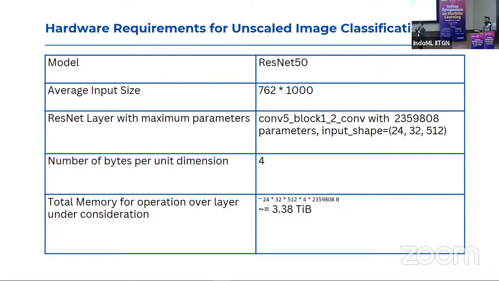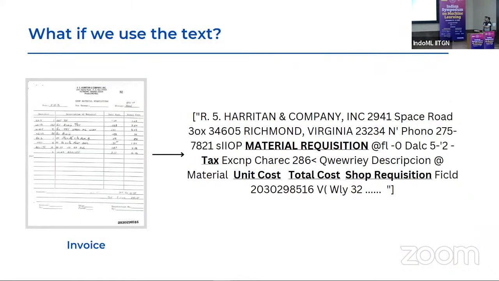And this was for just one image in the batch. If you use a lot of images, it will be a lot harder. So this is infeasible. So now, what if we use the text instead of focusing on images here?